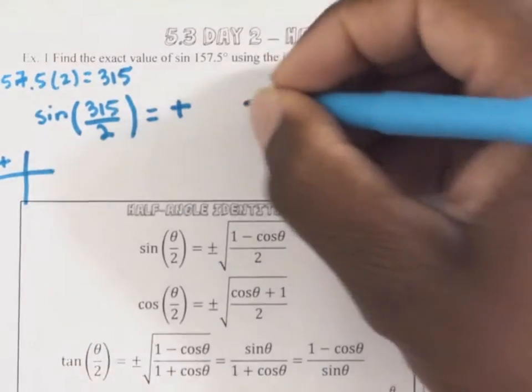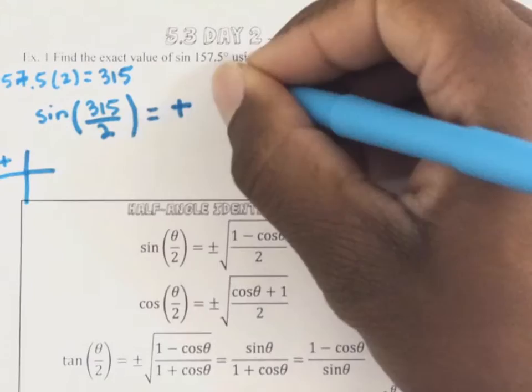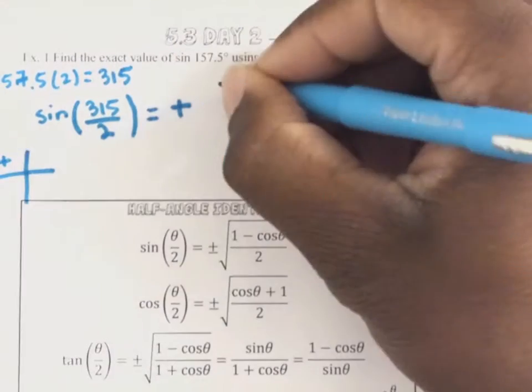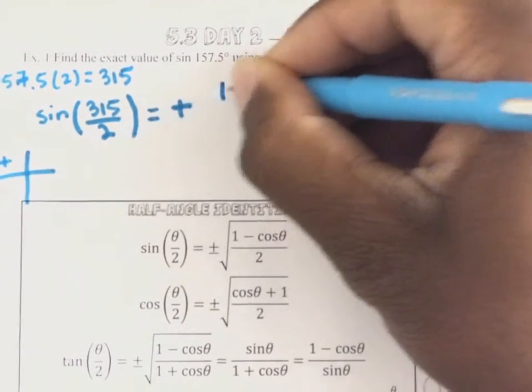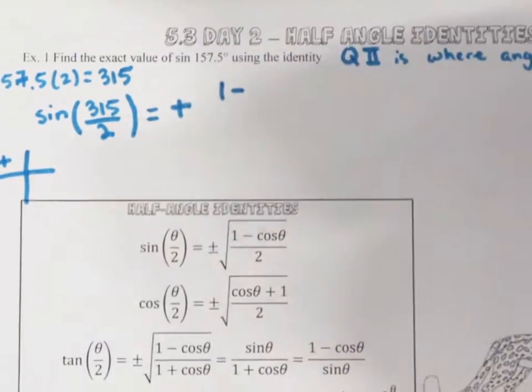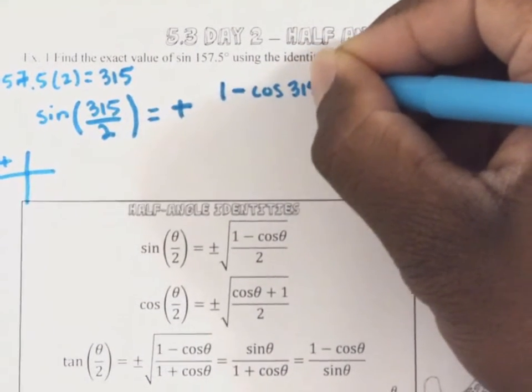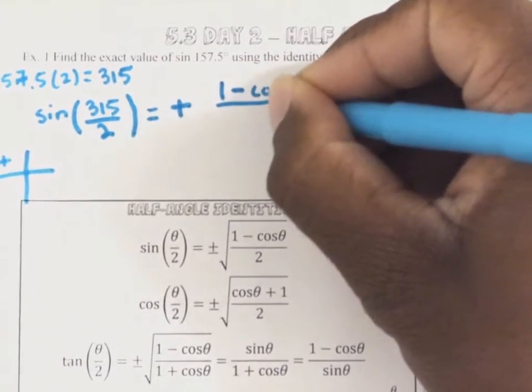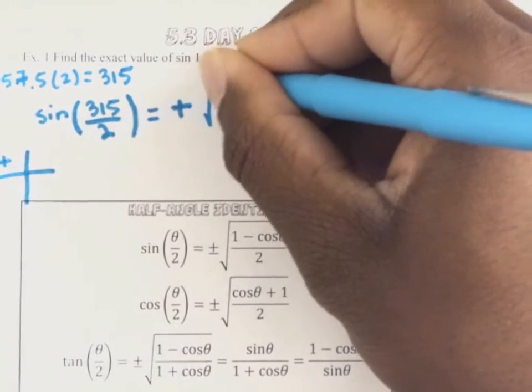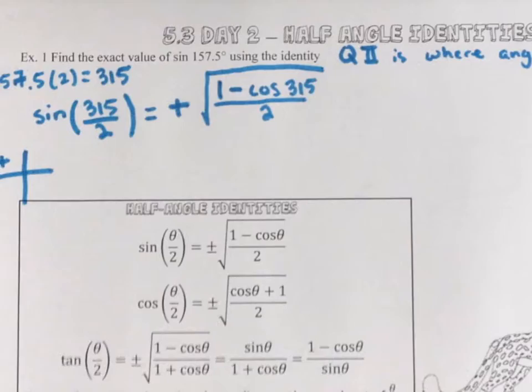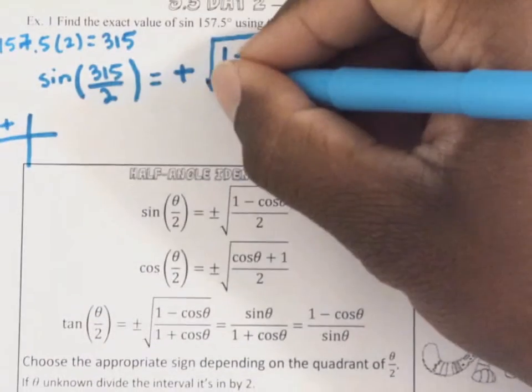Now we can use the formula. So we've got, let's see how much space I'm going to need. Not that much space. So we've got 1 minus cosine, and I'll write it out, cosine of 315 divided by 2. And I write my radical at the end because if I don't, it'll look bad. I write this last thing.